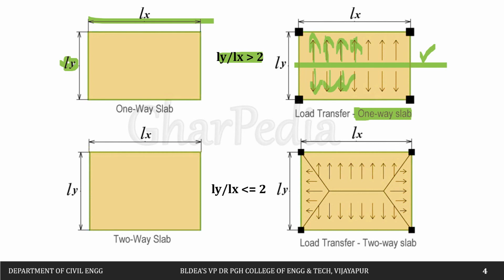So therefore we call it a one-way slab. If you compare it with a two-way slab, here in this case the load is transferred in both directions. You can see in this direction the load is transferred, and in this direction also the load is transferred. In both directions the load gets transferred. So therefore we call this a two-way slab.